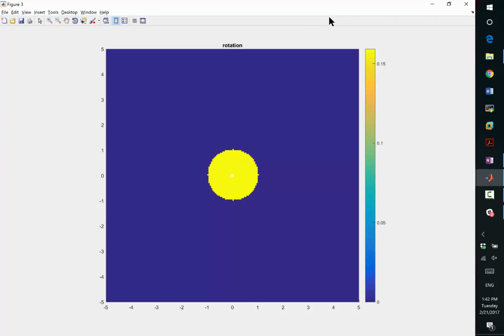So although all the rotation is inside the vortex core, right? Outside the vortex core, although the flow field looks like it's rotating, it doesn't have any rotating component in the velocity strain tensor. Can anybody make sense of why that is the case?